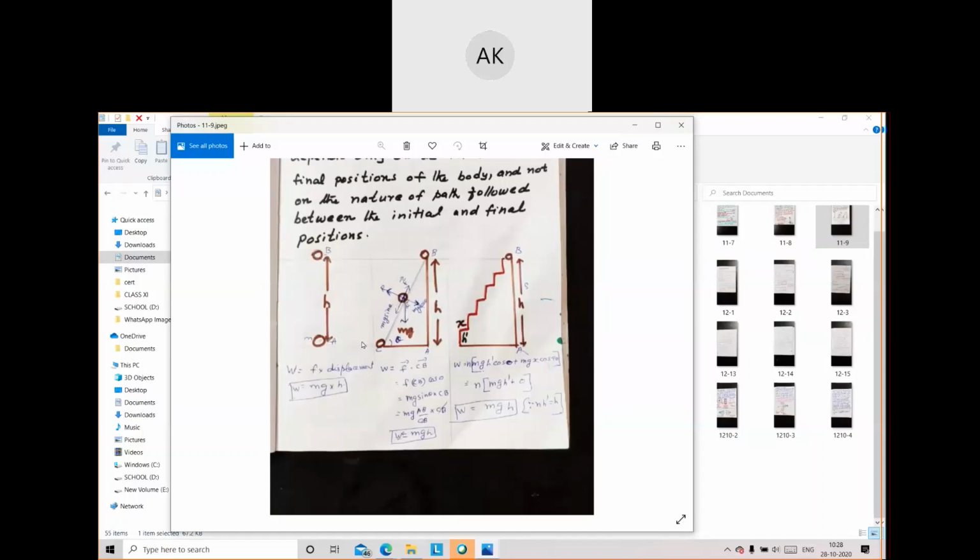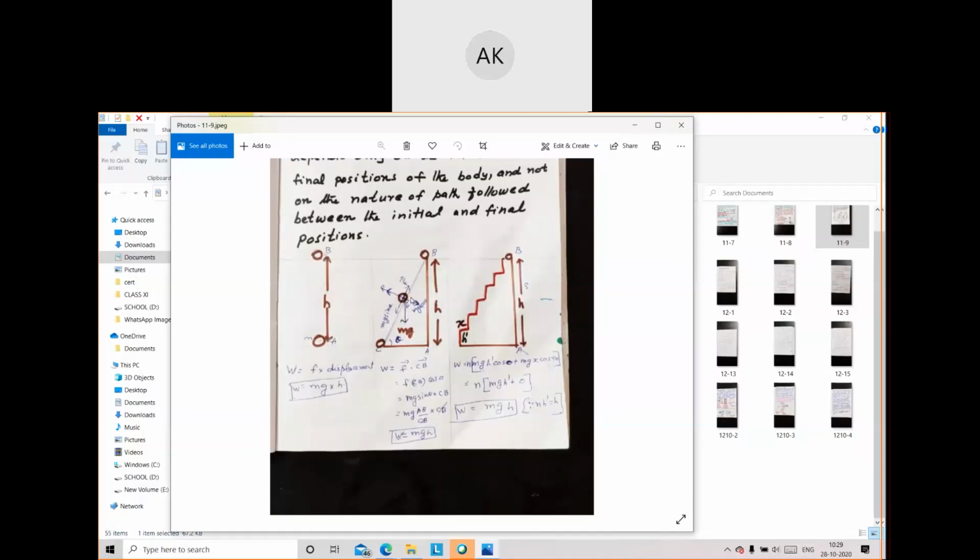Another path selected is the inclined plane. Here, the work done is force into displacement itself, but how much force do we have to apply? mg sin theta we have to apply in the upward direction, because mg sin theta is the component of weight acting along the inclined plane downwards. So we have to apply a force upwards, opposite to mg sin theta. Then only it can be moved along the inclined plane.